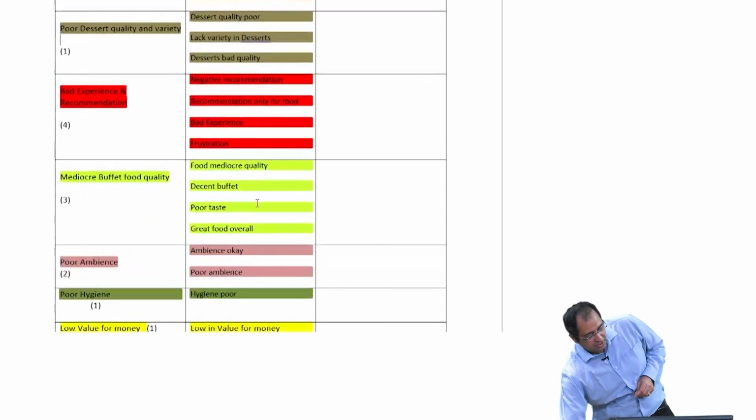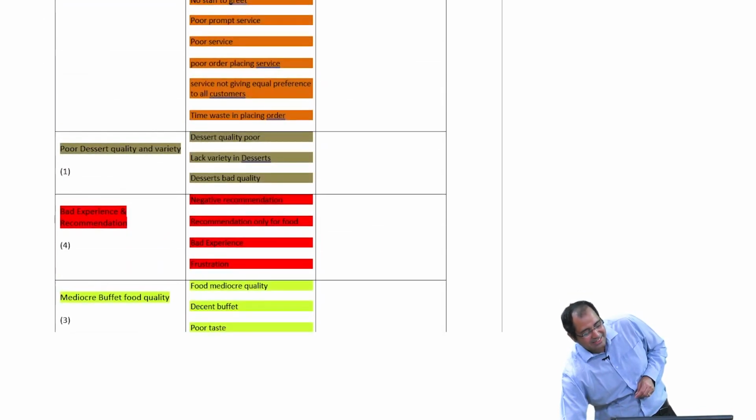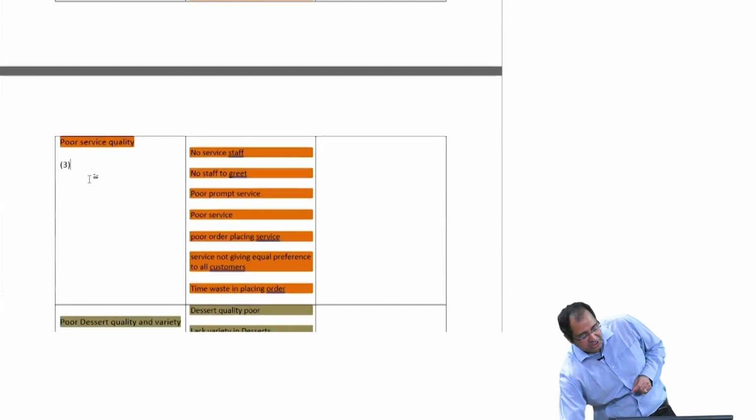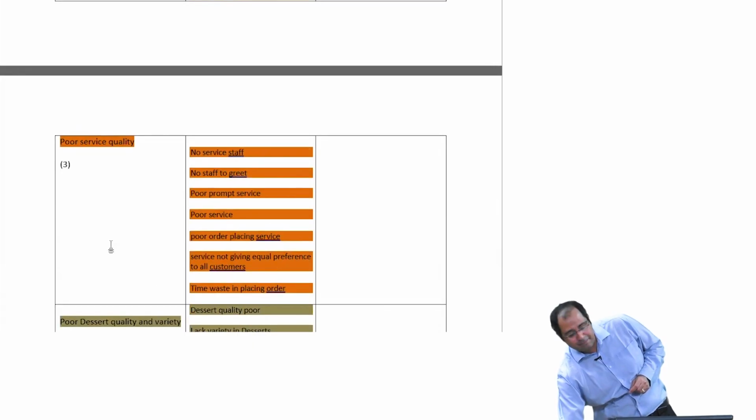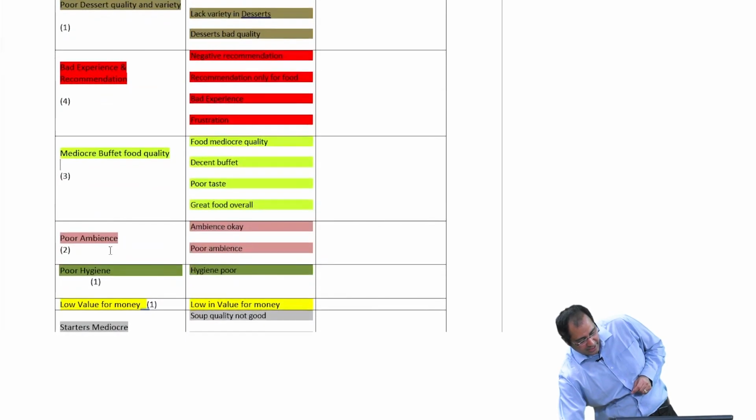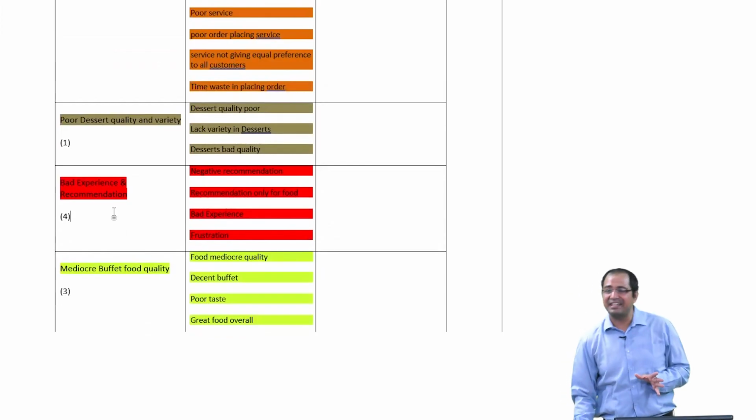The next one also. Now you see these themes are written, and what is written in the brackets is how many users, how many reviews are talking about this particular theme. Which means these codes come from out of 5, from how many people? These come from 3, this comes from 1, this comes from 4, 3, 2, 1. So what is the 4 one? Bad experience and recommendation is coming from 4.